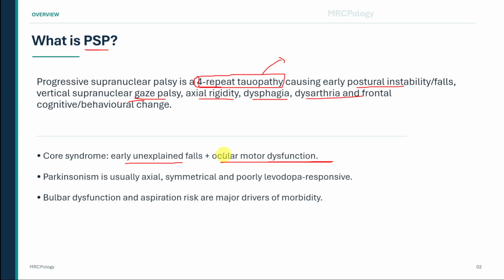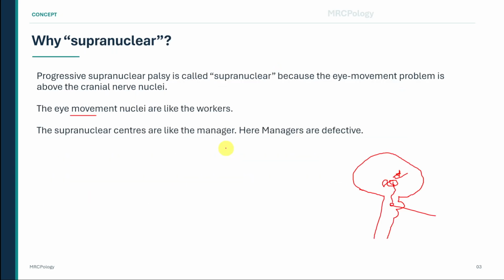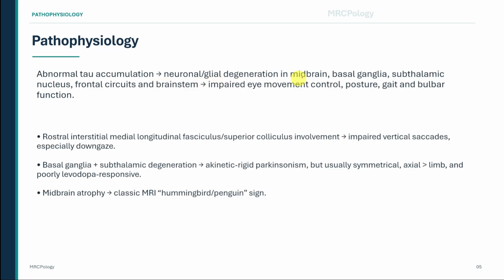Now connect the pathology to the clinical picture. Tau accumulation leads to degeneration in the midbrain. Midbrain involvement affects vertical saccades, especially downgaze. Basal ganglia and subthalamic degeneration cause an akinetic rigid Parkinsonian syndrome. Frontal subcortical circuit involvement causes apathy, impulsivity, executive dysfunction, and reduced verbal fluency. Brainstem and bulbar involvement causes dysarthria, dysphagia, and aspiration risk. So PSP is not just a movement disorder. It is a disorder of eye movement control, posture, gait, speech, swallowing, and frontal behavior.